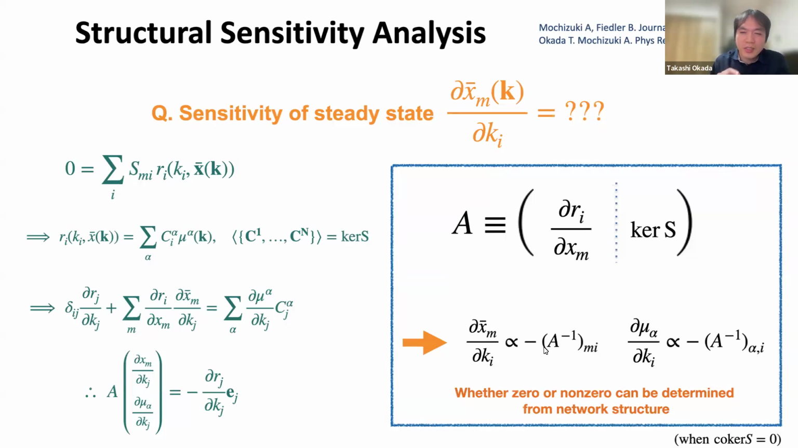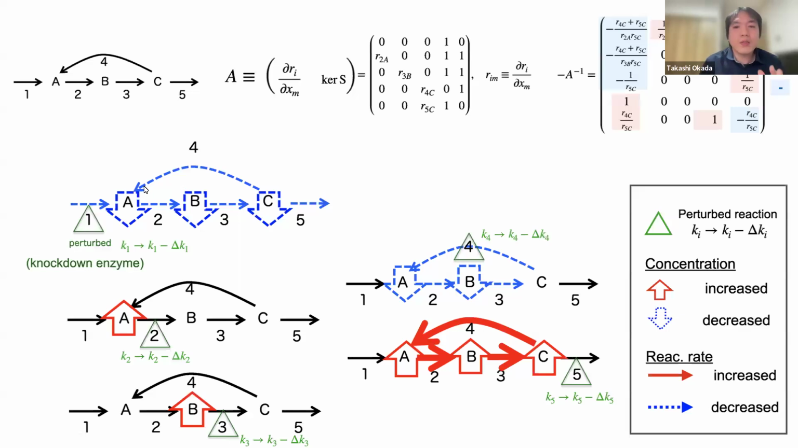I'd like to illustrate this point in a simple example. For this simple network, the matrix A is given as shown here, with derivatives and kernel vectors, and the sensitivity is given by its inverse. Here the small r's represent reaction rate derivatives. Usually reaction rate functions are monotonically increasing functions of concentrations, so small r's are usually positive. So we can determine the signs of these elements as shown here. Below I'm just showing this result on the network.